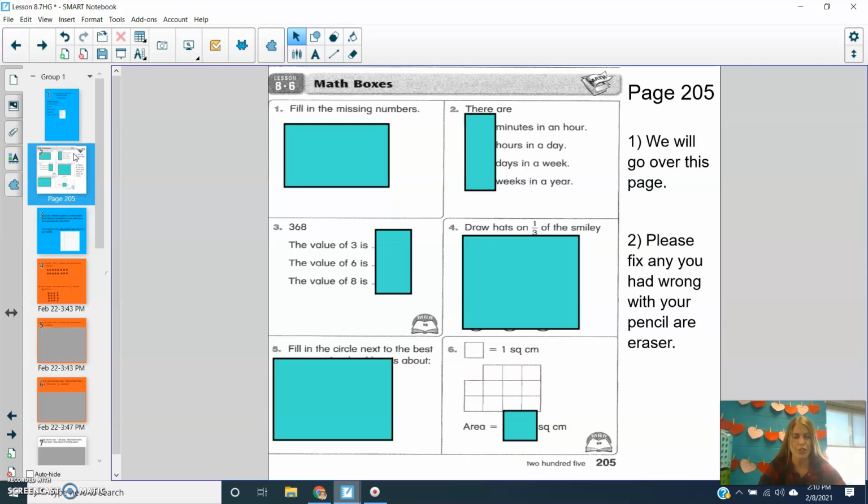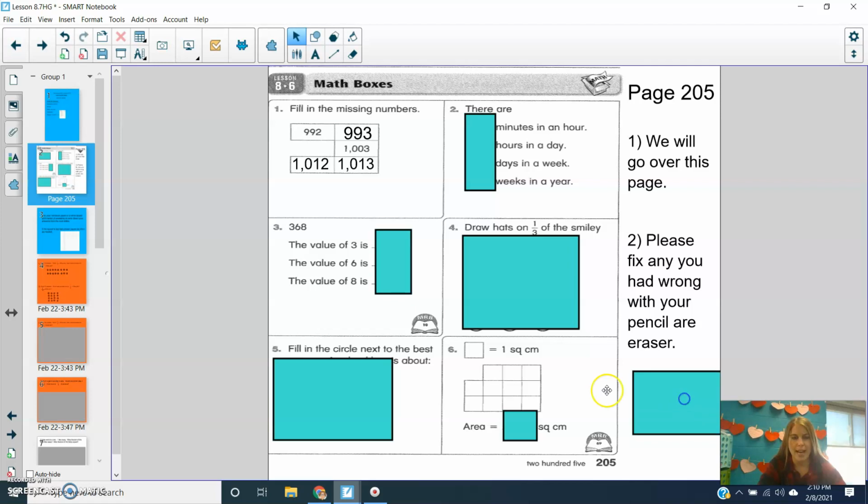The first thing that we're going to do is go over our math boxes from the previous lesson. So if you can open up your math journal to page 205. If you're noticing that you have any mistakes, please fix those with your pencil and eraser. For our first question, fill in the missing numbers. So they gave us 992. I know one more is 993. Then they gave us 1003. I know 10 more would be 1013. Then I know one less would be 1012.